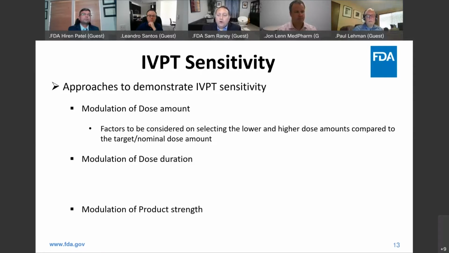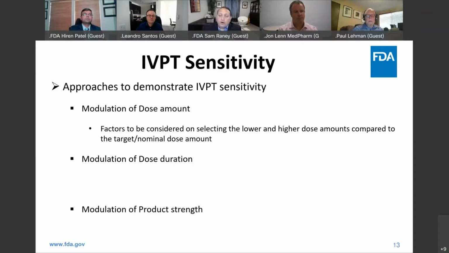One of the questions here is the lower and higher dose amounts. I think it's ideal when you can show in the sensitivity study that as you modulate the dose lower and higher, the IVPT response is lower and higher. That's ideal. But in terms of what's the real concern here, there's not a particular concern on the lower end. The very fact that your IVPT profile went from lower levels to higher levels, you're able to detect it at lower levels. It's the higher level that we're really concerned about, that you may get the wrong answer on interpreting bioequivalence data.